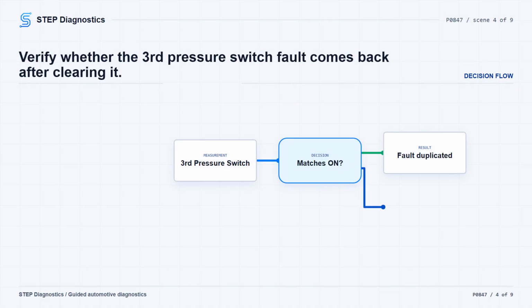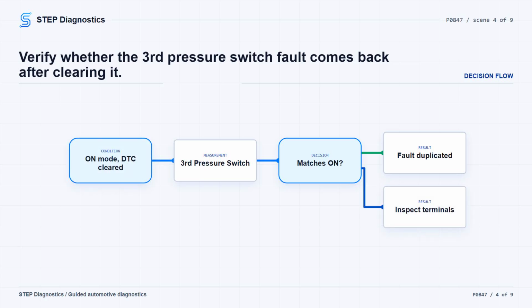Start by verifying the problem. Select ON mode with the engine start/stop button, clear the DTC with the HDS, and watch the third pressure switch parameter. The expected threshold for this first check is ON. If the current condition matches that threshold, the failure is duplicated, so continue to the next test. If it does not match, treat it as an intermittent failure.